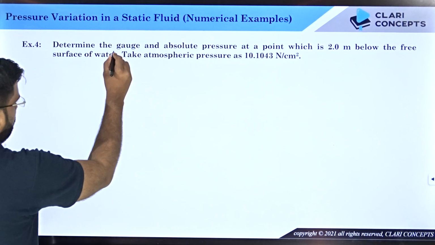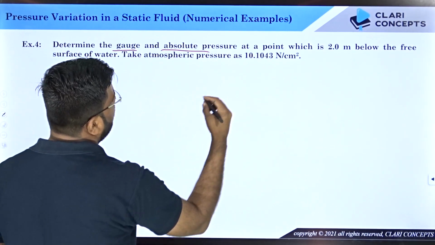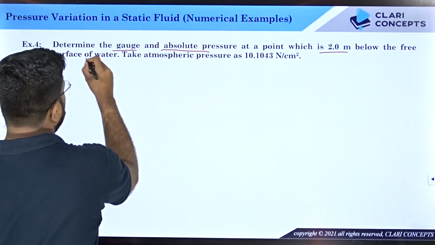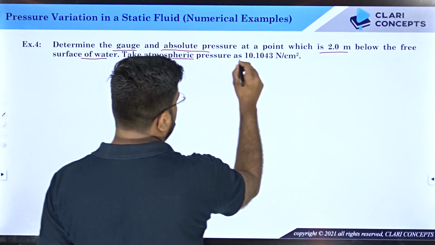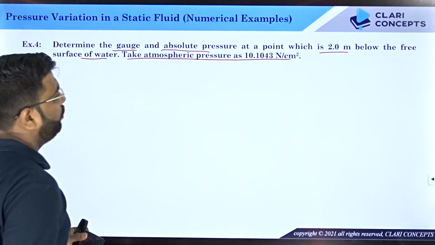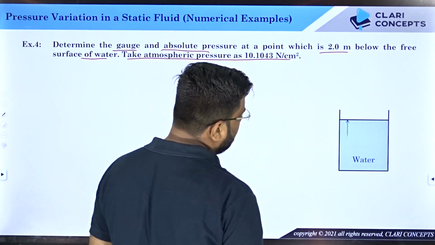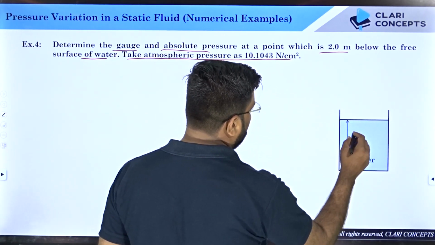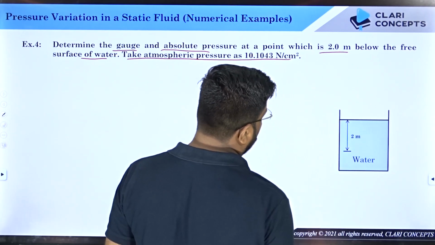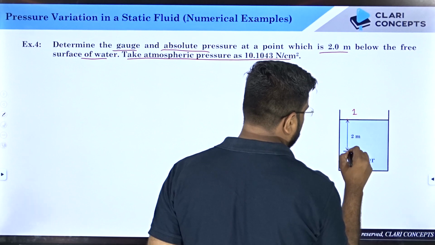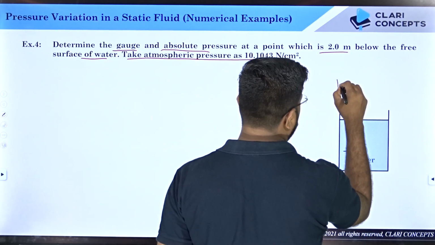Determine the gauge and absolute pressure at a point which is 2 meters below the free surface of water. Take the atmospheric pressure as 10.1043 Newton per centimeter square. So I have been given water, and I need to find the pressure at the depth of 2 meters from the free surface, right? So let us mark this point as 1, this point as 2. I know pressure at point 1 is what? Atmospheric.